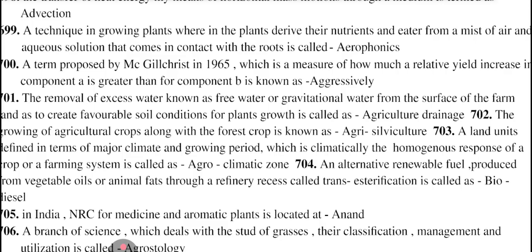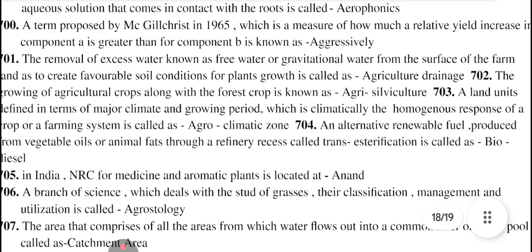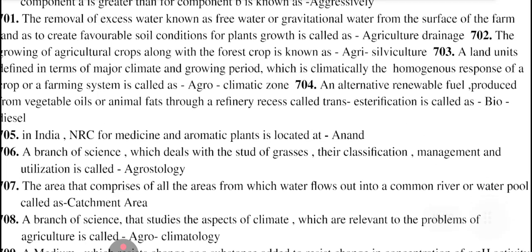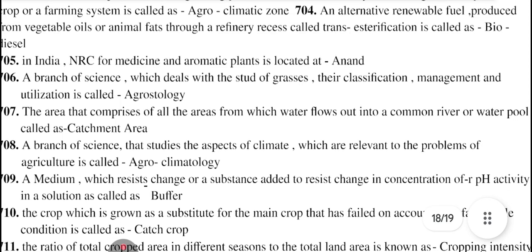Term proposed by McGilchrist in 1965, which is a measure of how much the relative yield increase in component A is greater than component B, is known as aggressivity. In India, NRC for medicinal and aromatic crops is located in Anand. Branch of science that deals with the study of grasses, their classification, management and utilization is agrostology.